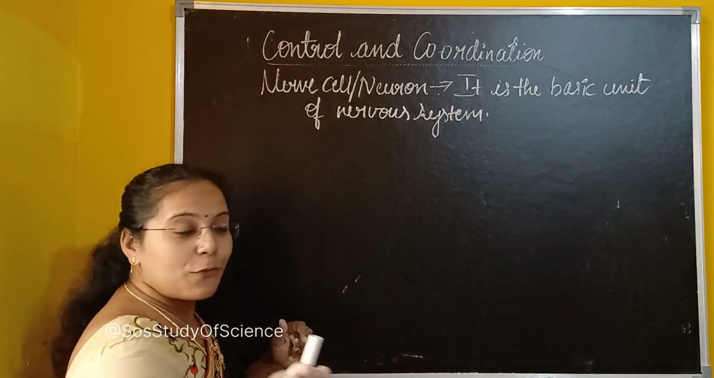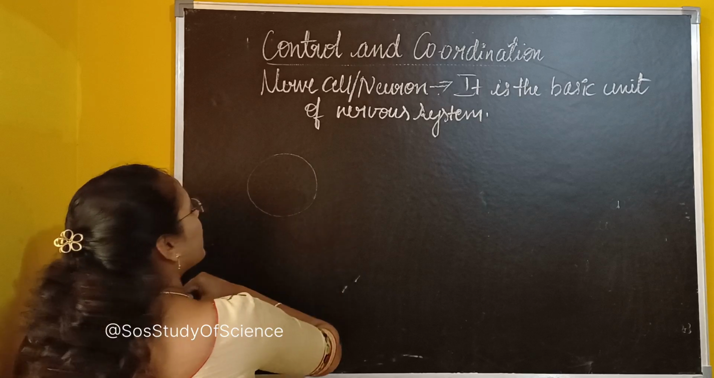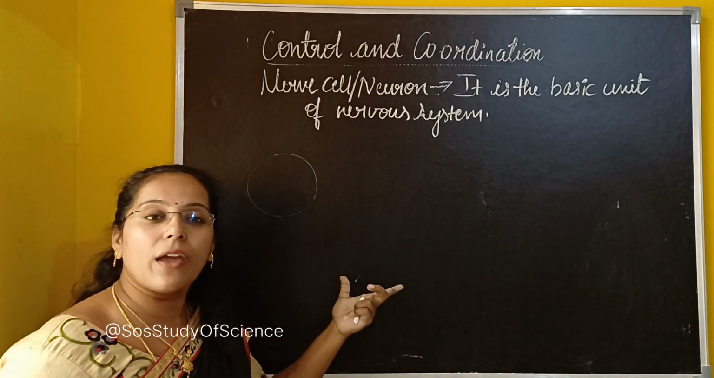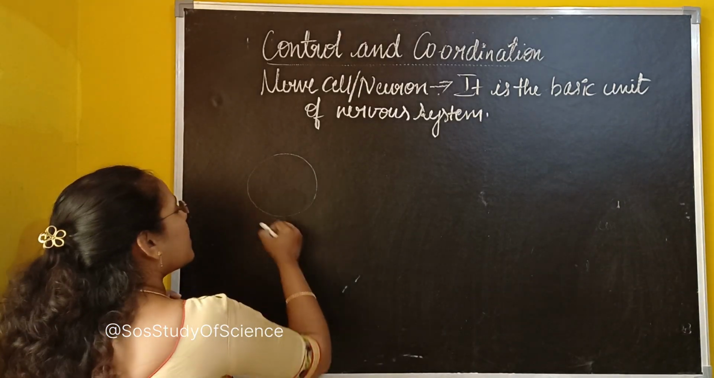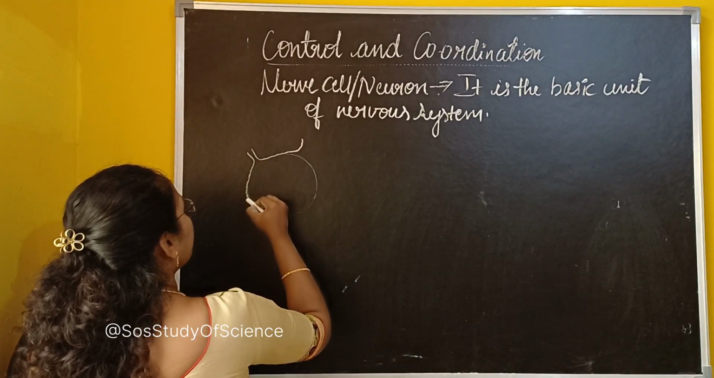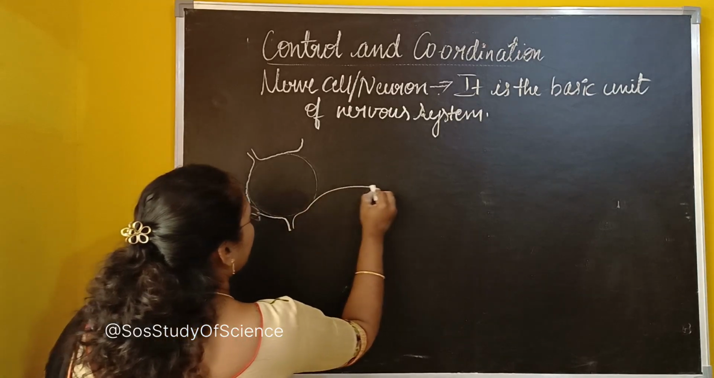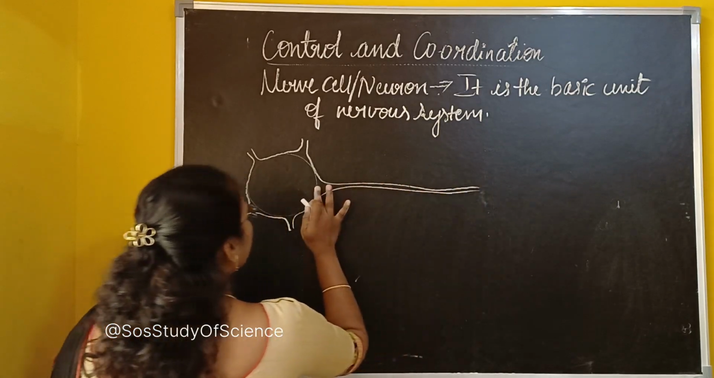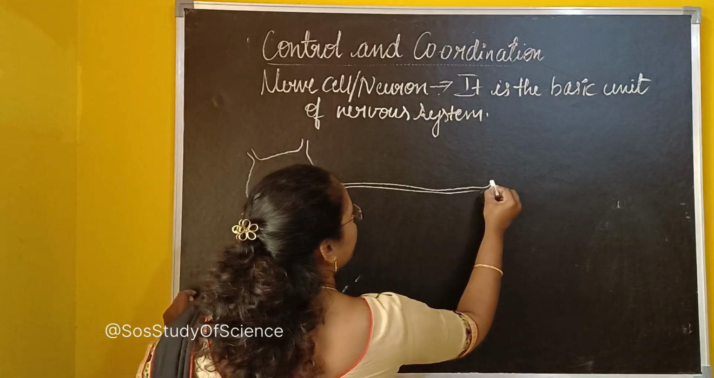If you are drawing for the first time, just draw a light circle here in order to draw the cell body. If you are familiar with this diagram, you can directly draw the cell body. This circle is meant just to give support for the cell body. After drawing this, you can just remove this circle.